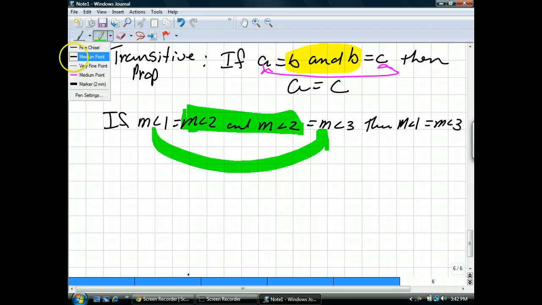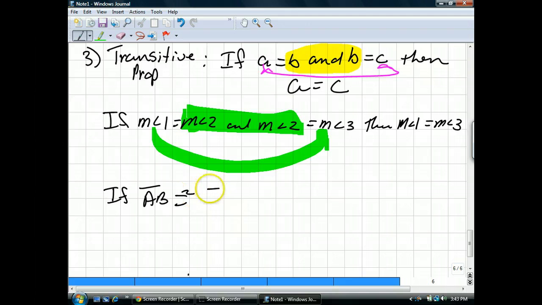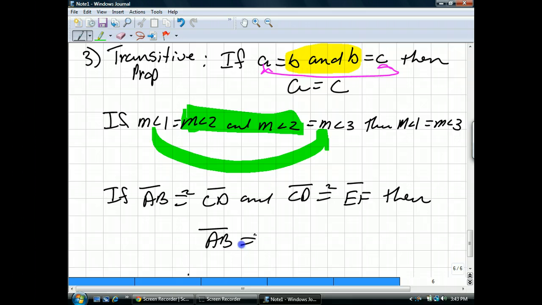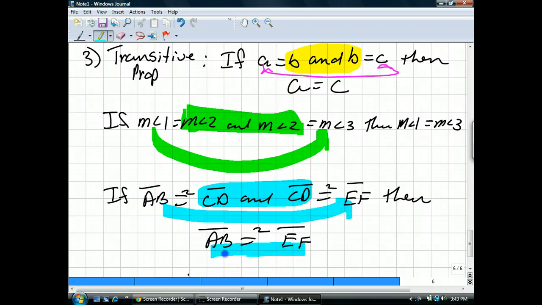So that's for equality. We can also write it as congruent. So we could say if segment AB is congruent to segment CD, and segment CD is congruent to segment EF, then segment AB is congruent to segment EF. This is a very, very important property. And again, notice these are the same, and so this is handed off to this, and that's where this comes from. Okay, so those are properties of equality.